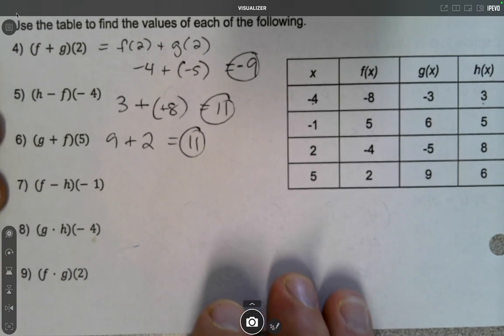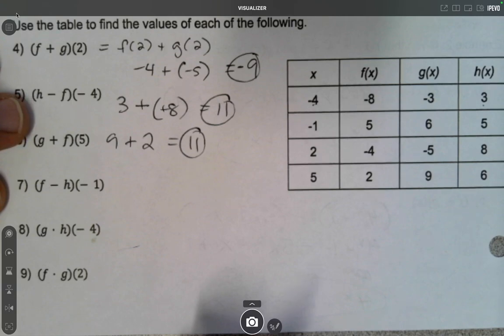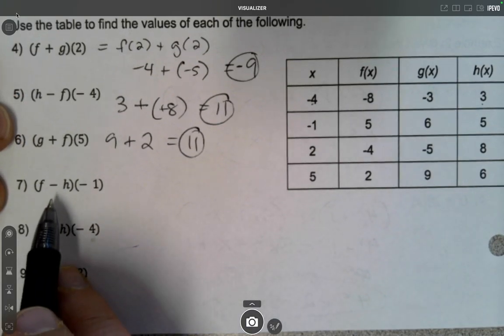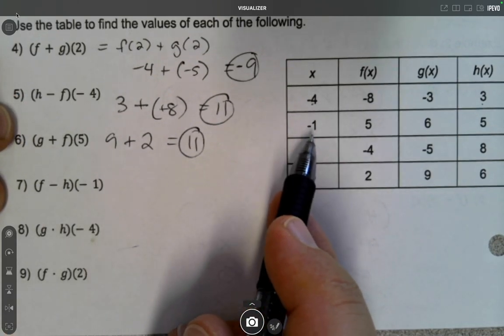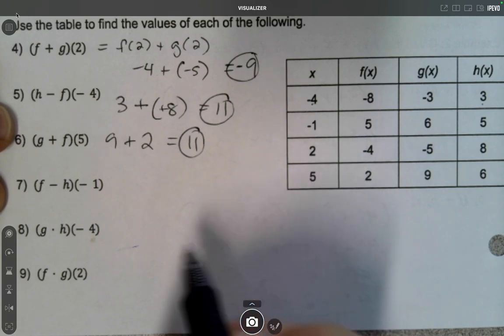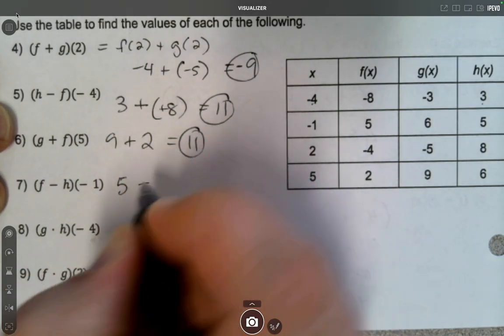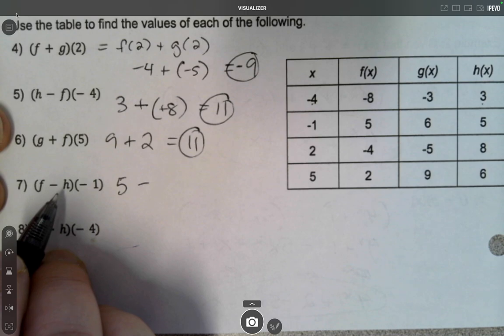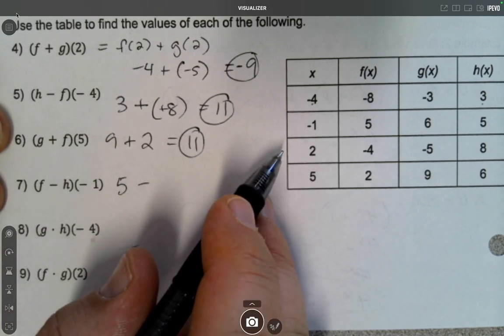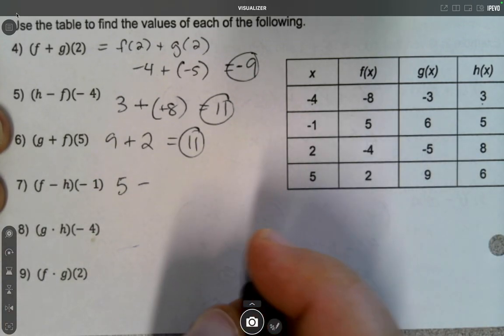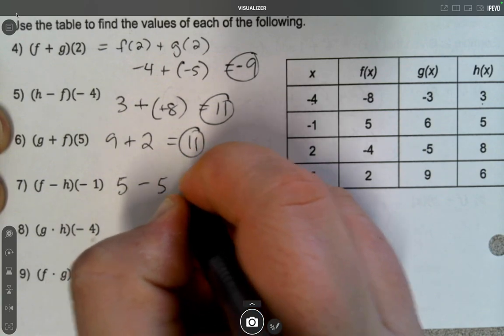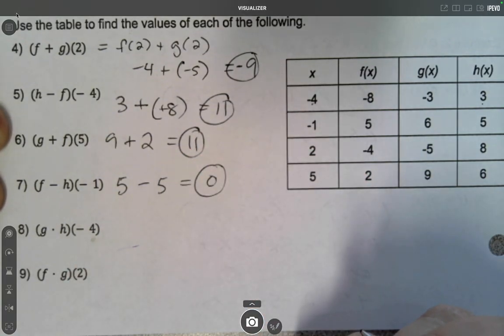Now we have f minus h of negative 1. So we need to first plug negative 1 in for f. Here's negative 1. When we plug it into f, we get 5 minus, because of that right there. Now we'll plug negative 1 in for h. So here's negative 1. Here's h. It's also 5. And 5 minus 5 is 0.